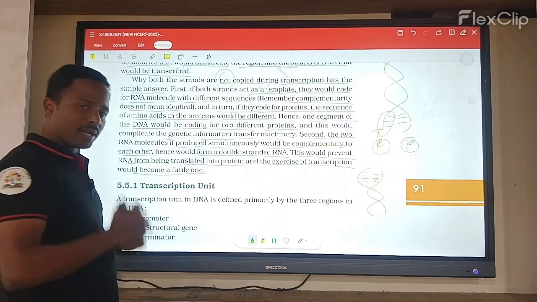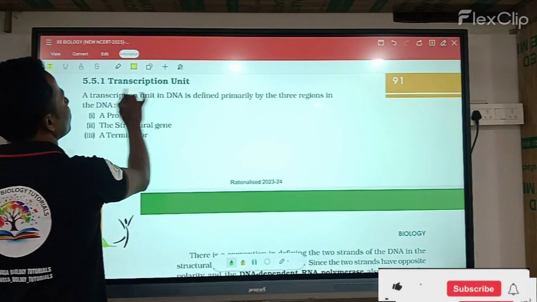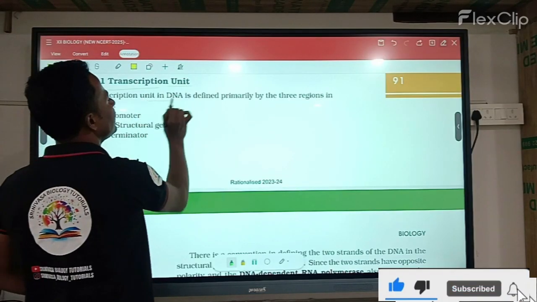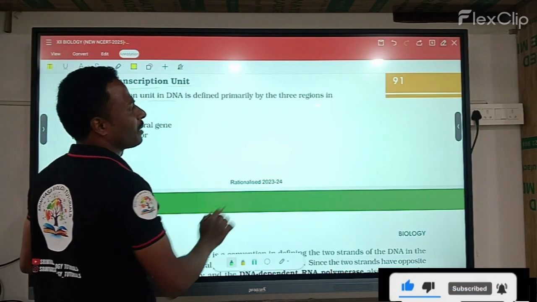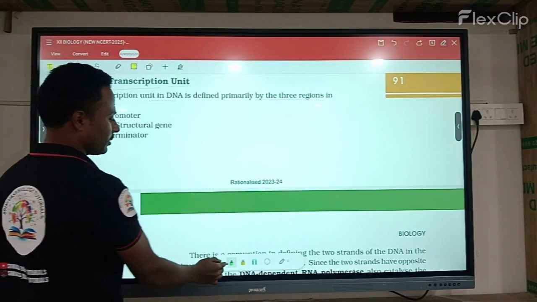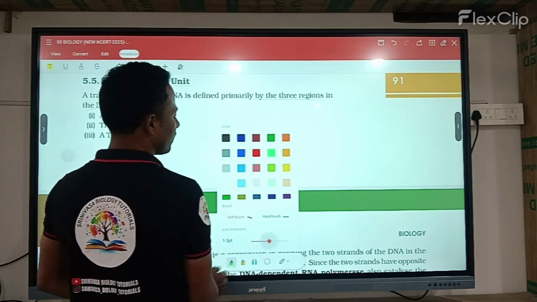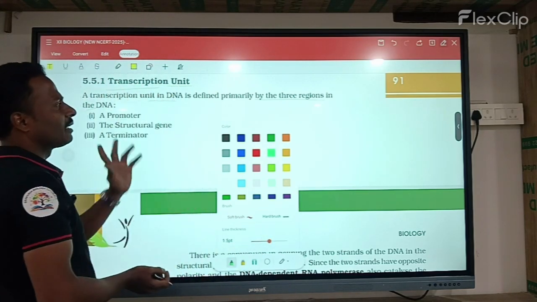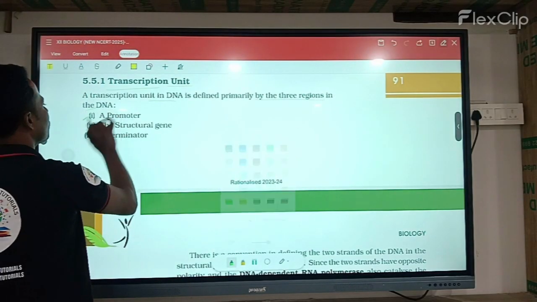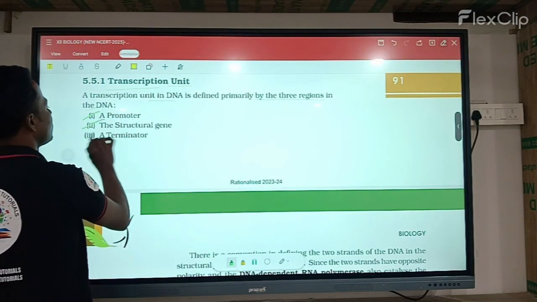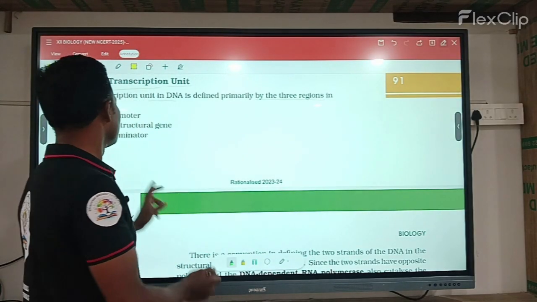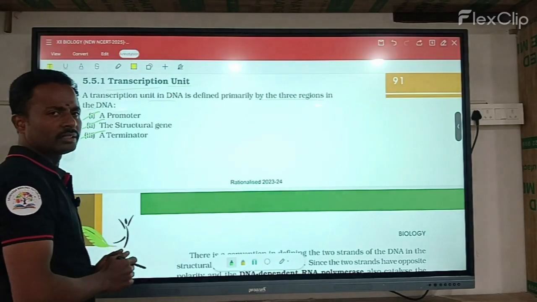Okay, let us now discuss the transcription unit. The transcription unit in DNA is defined primarily by three regions in the DNA. The first one is the promoter, then the structural gene, and then the terminator.